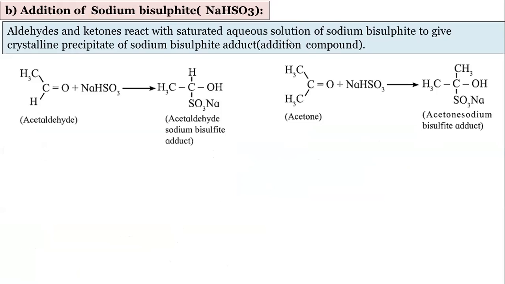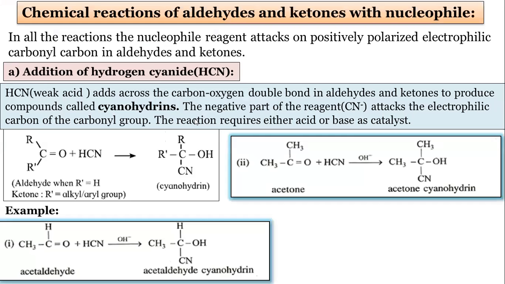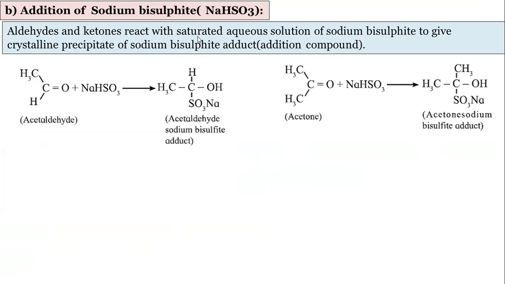Now the addition of sodium bisulfite, it is NaHSO3. It is the same as the addition of hydrogen cyanide. Sodium bisulfite is NaHSO3. In this, see the group which is attached, NaSO3. So NaSO3 is negatively charged. Again, the same mechanism is there. It will attack the carbonyl carbon. The electron density will be shifted. This becomes O minus and it will pick up the hydrogen. And we get the acetaldehyde sodium bisulfite. It is the product. It is also called an adduct.